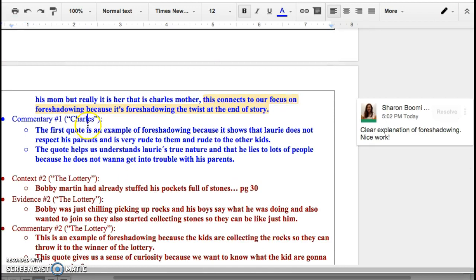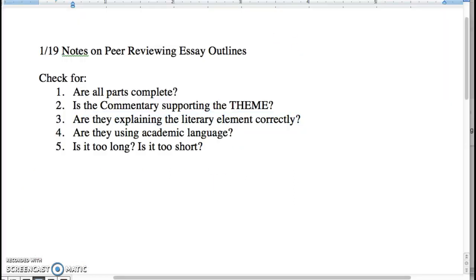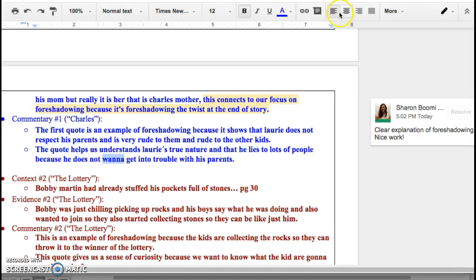And now to the commentary. "The first quote is an example of foreshadowing because it shows that Laurie does not respect his parents and is very rude to them and rude to the other kids. This quote helps us understand Laurie's true nature and that he lies to lots of people because he does not wanna get into trouble with his parents." So this is not quite academic language. Wanna is not academic language, so make sure they know that.